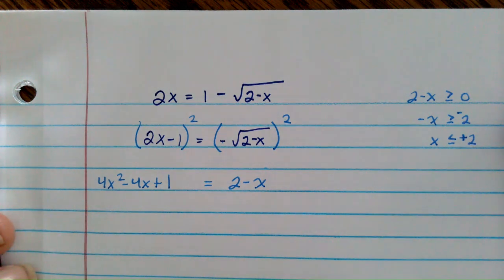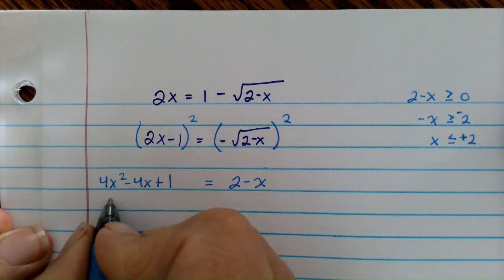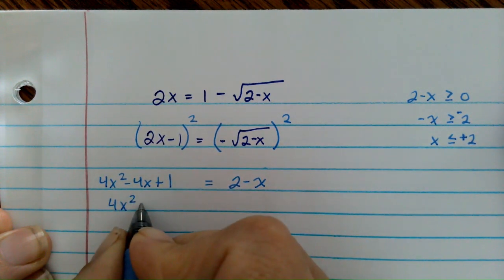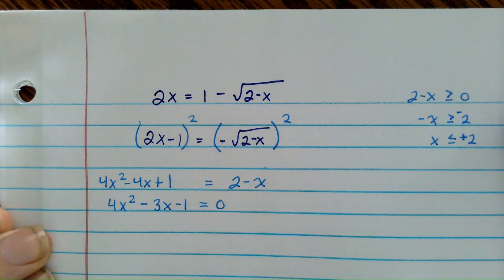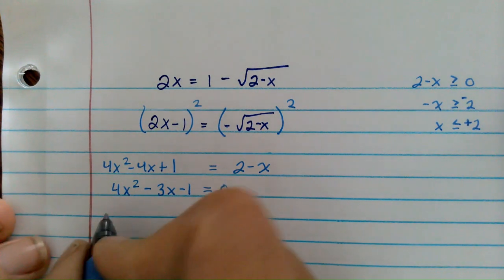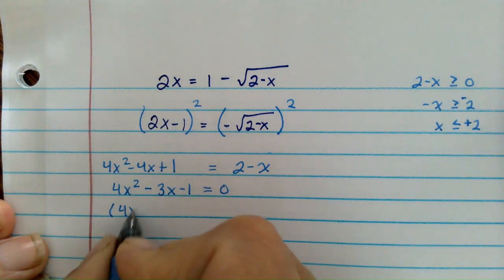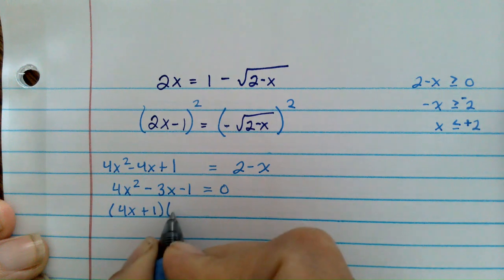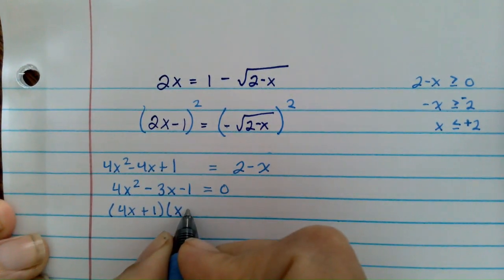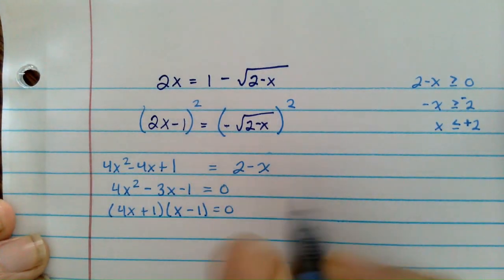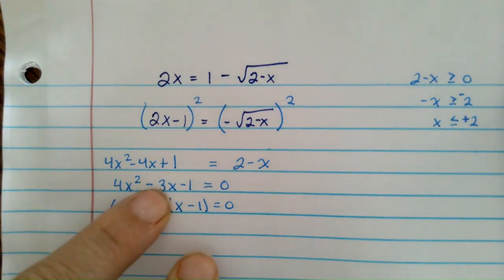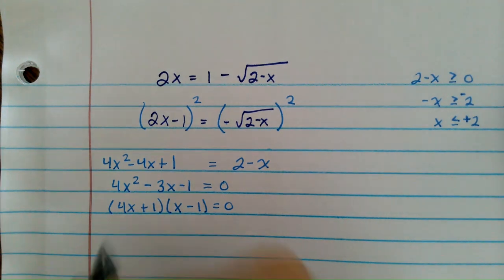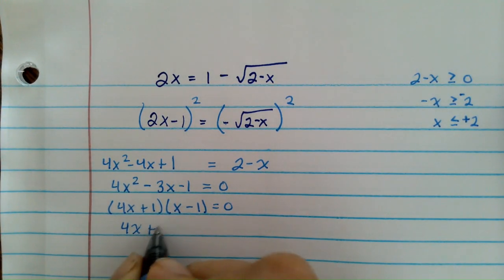It's quadratic, so I'm going to set it equal to 0. 4x squared minus 3x minus 1 equals 0. This one happens to factor. 4x plus 1, x minus 1. And you can double check that if you want, but negative 4x plus 1x is negative 3x. And then the zero product property says set each of them equal to 0.